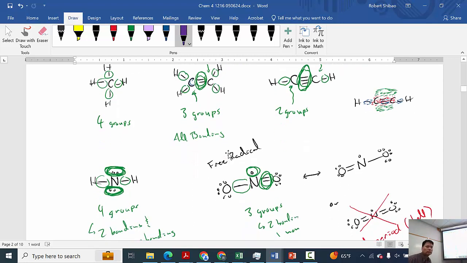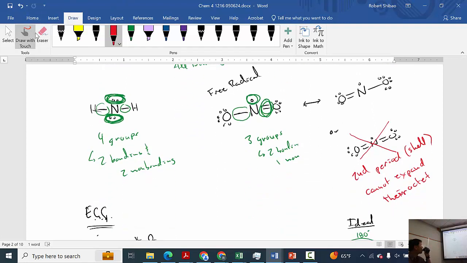How about this one here? Now this one, take a look at the nitrogen. How many groups of electrons around this? I see a lone pair group here, another lone pair group here, a single bond group here, and a single bond group here. And so how many groups is that? That's 4 groups. But the groups are different here because we have 2 bonding groups and 2 non-bonding groups. The non-bonding groups would be the lone pairs of electrons.